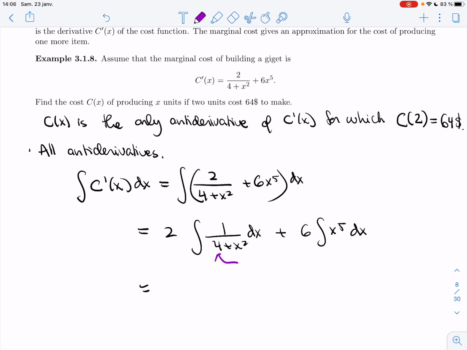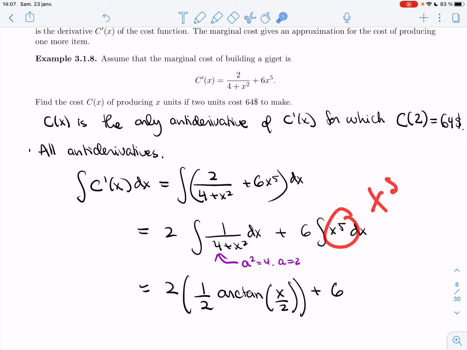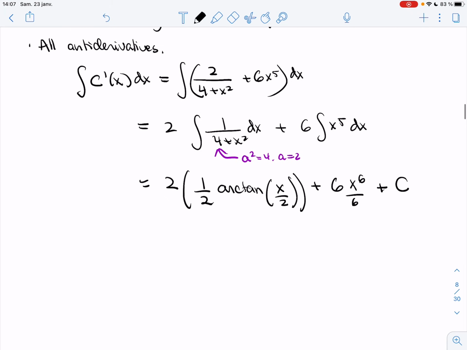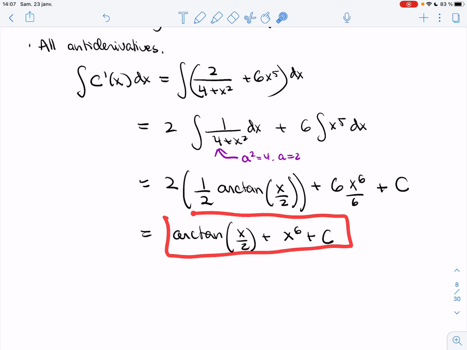This is an arctan, with a squared is 4, so a is 2. So I'm going to get 2 times 1/2 arctan of x on 2, plus 6 times, this one is a power rule, so I get x to the 5 plus 1 over 5 plus 1. So that's x to the 6 over 6. And then I put a plus c. All right, so let's simplify this. The constants simplify nicely. I get arctan of x on 2 plus x to the 6. All right, so this expression represents every single antiderivative.